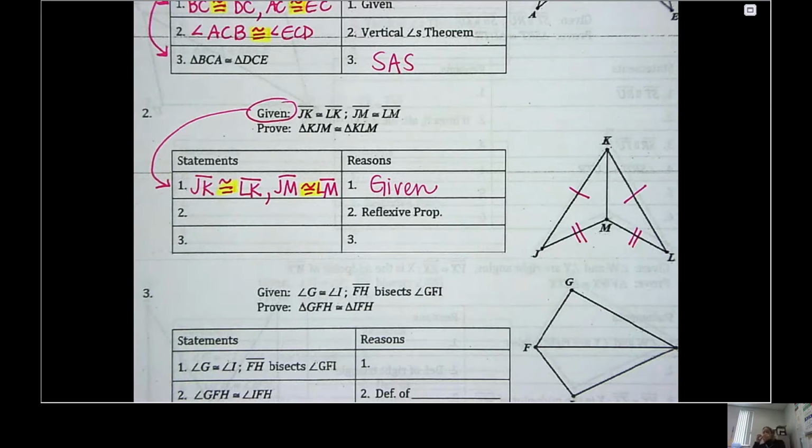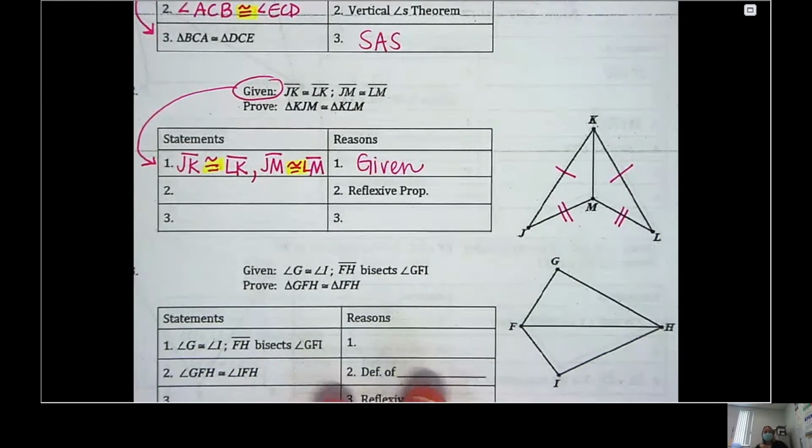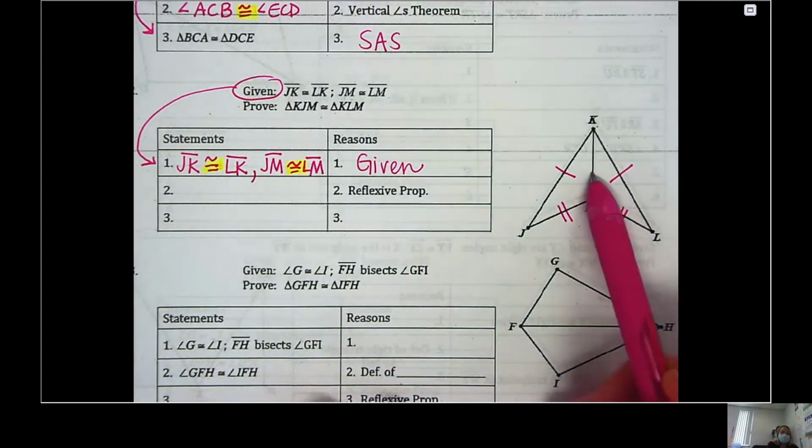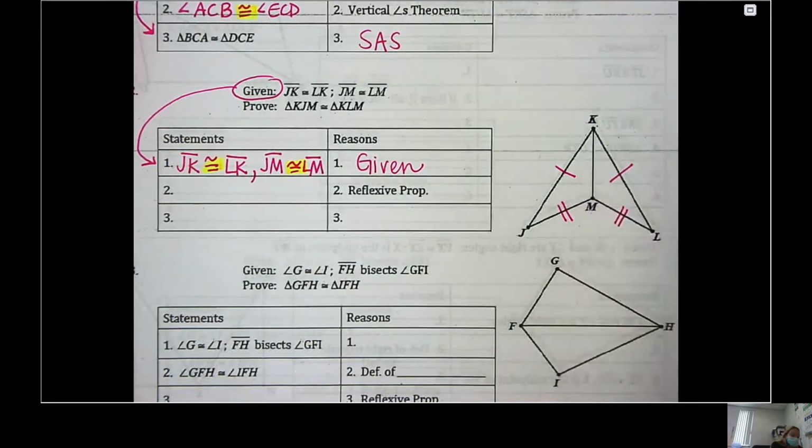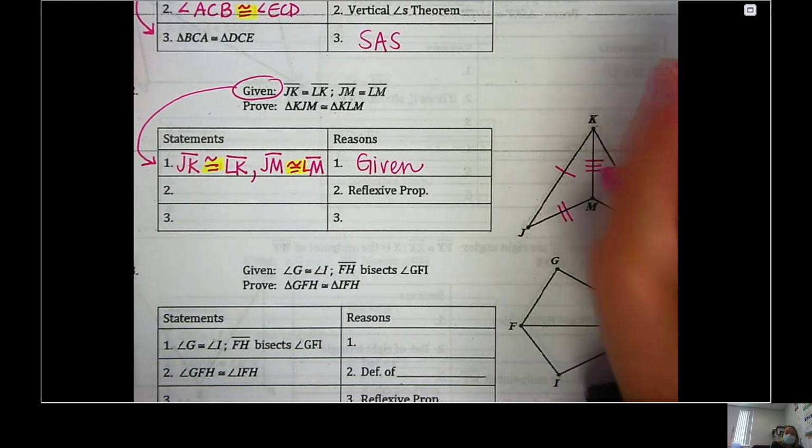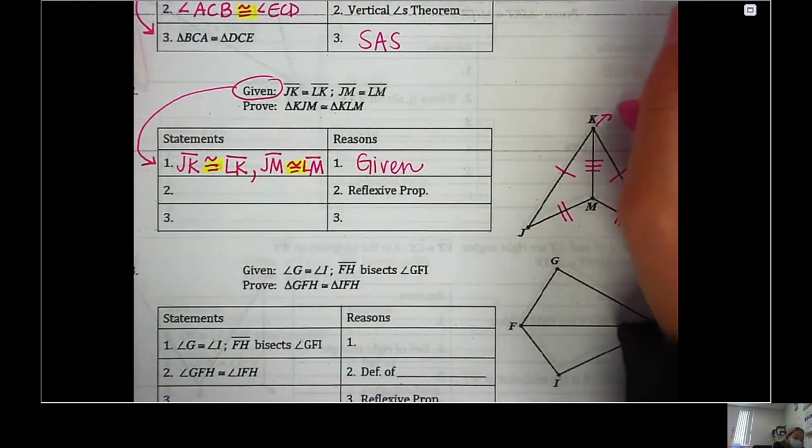All right, now I just need to know one more piece of information, just one more. What do you notice about these two triangles? Do they have anything in common? They have a shared side. Which side is the shared side? The middle one. How many tick marks then should I put on this middle one? 3. Okay. This is a shared side.